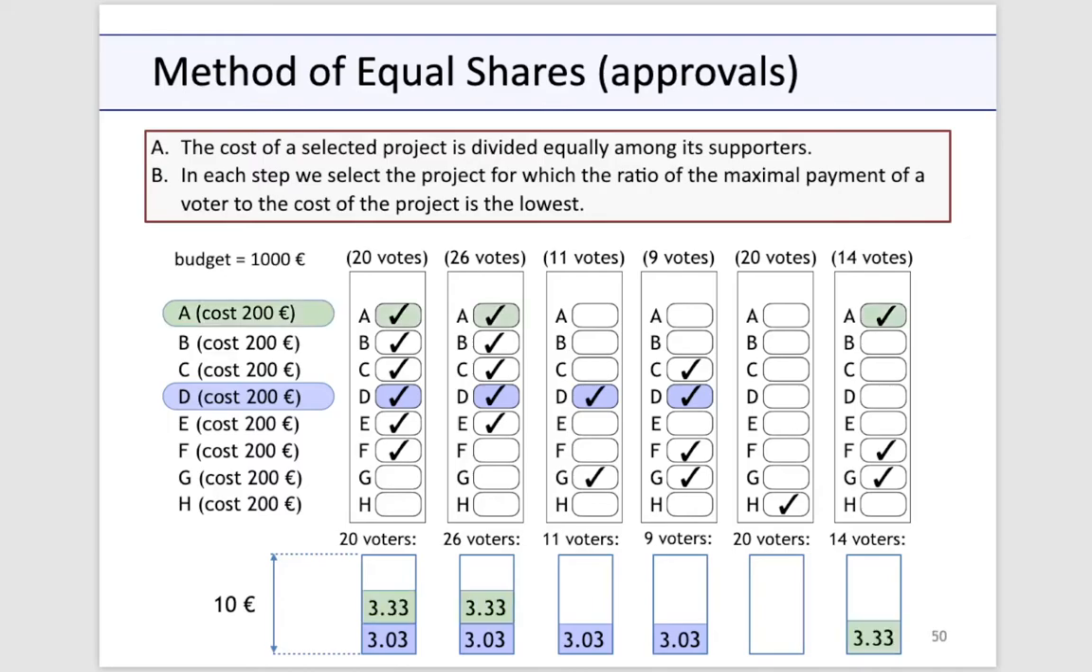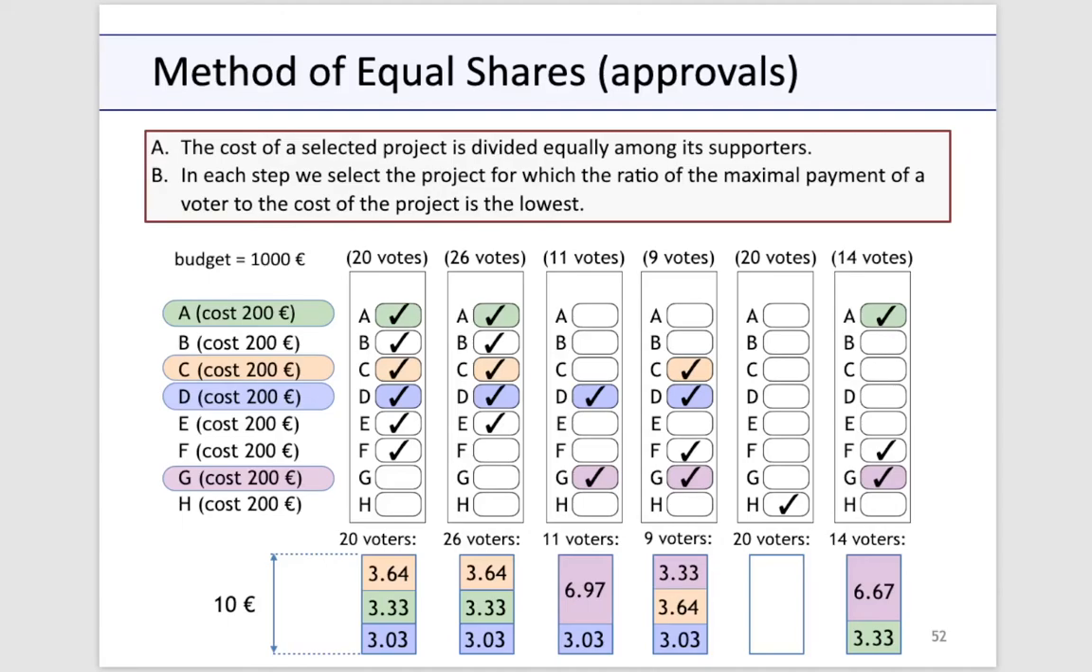In the second round we proceed as before. We select the project for which the maximal payment of a voter divided by the cost of the project would be minimal. In this case, this means that we will select project A. In the next step, we will select project C. And in the next step, we will select project G. And now have a look at the calculation that was done here for project G. If we divided the cost of project G equally among the supporters of G, this means that some voters, namely those from the fourth group, would need to pay too much.